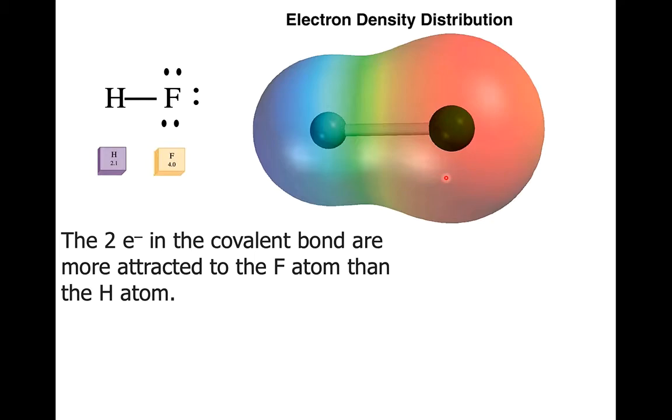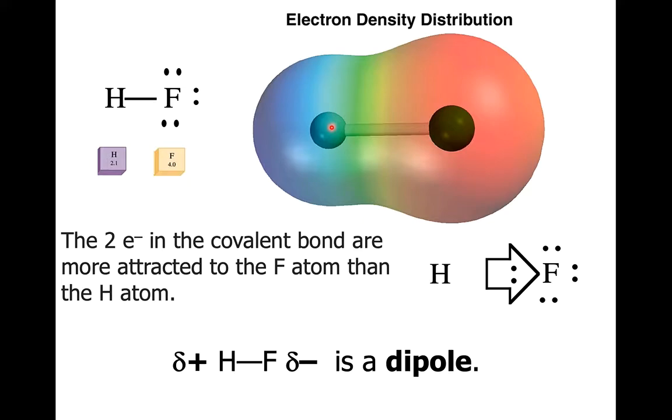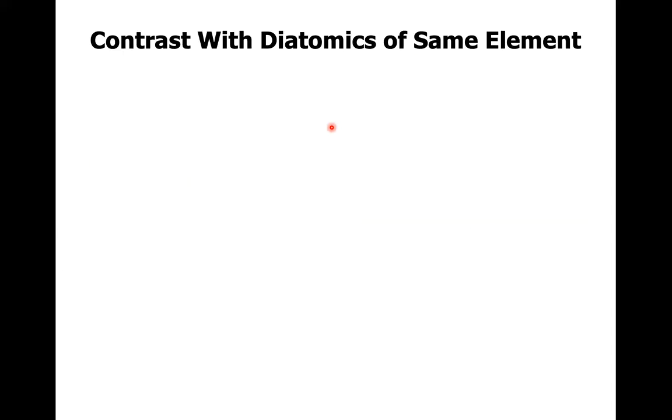The two electrons in the covalent bond are much more strongly attracted to the fluorine than the hydrogen. Again, not being a full minus 1 and plus 1, but being a pretty substantial charge in the case of HF. Okay, so this HF is a dipole. Okay, and then let's contrast that with diatomics of the same element.